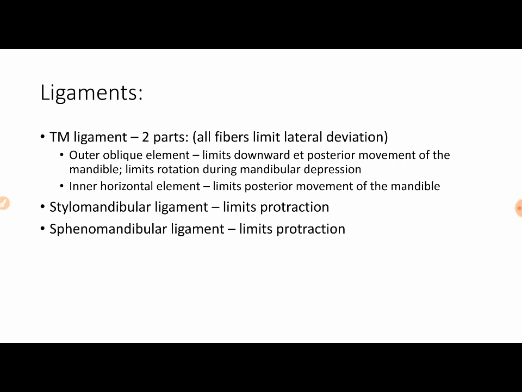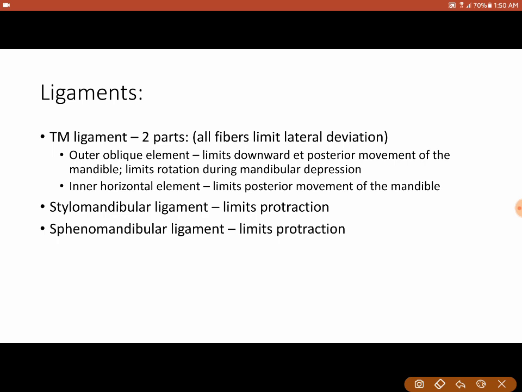Next are the ligaments. So you have your temporomandibular ligament. So it has two parts, and all fibers limit lateral deviation. So the two parts are your outer oblique and your inner horizontal. Next is your stylomandibular ligament and your sphenomandibular ligament. Both ligaments limit protraction.